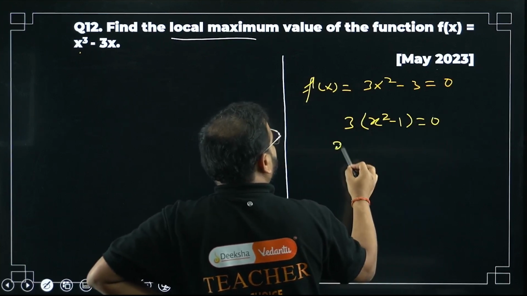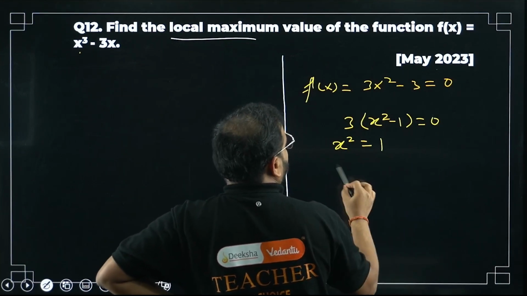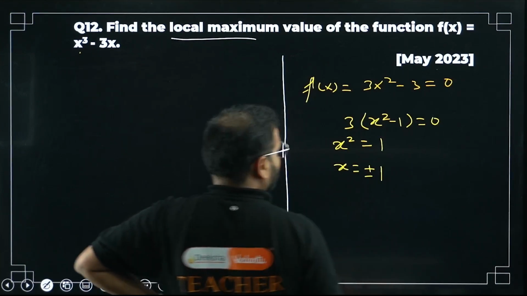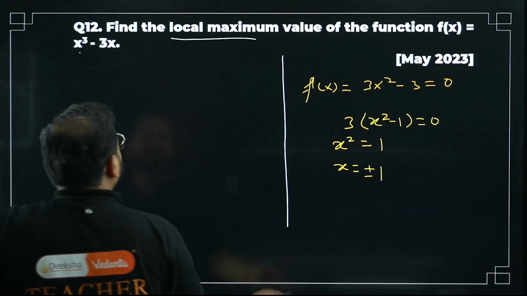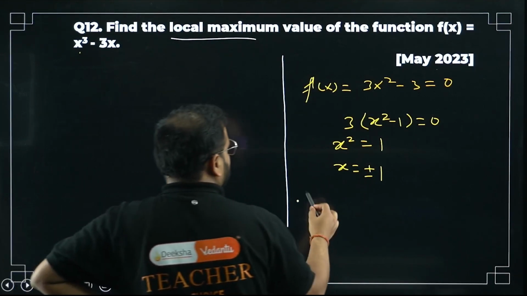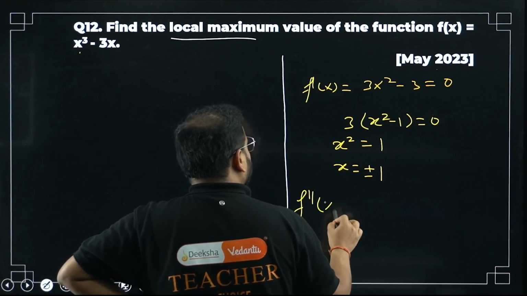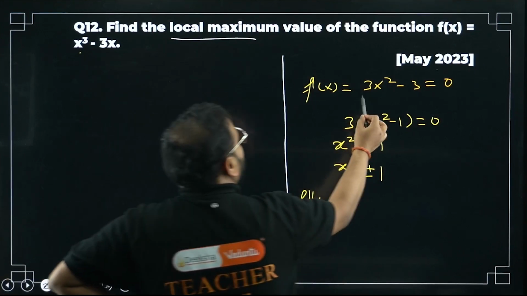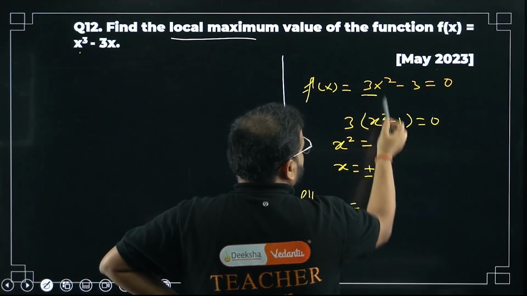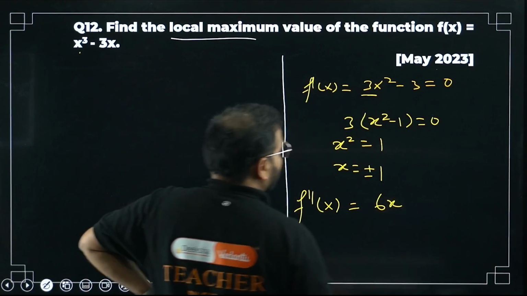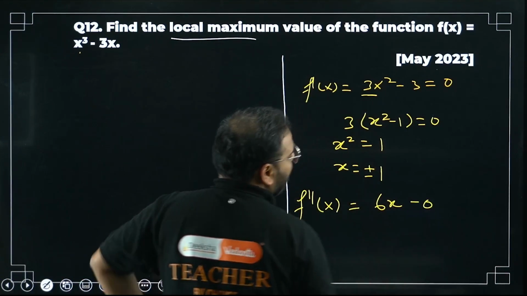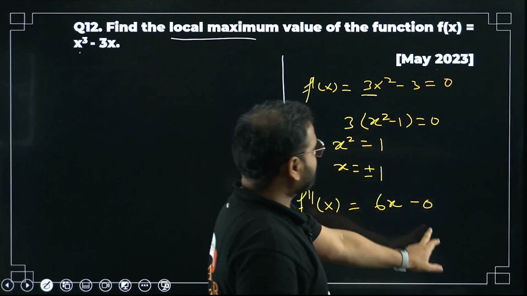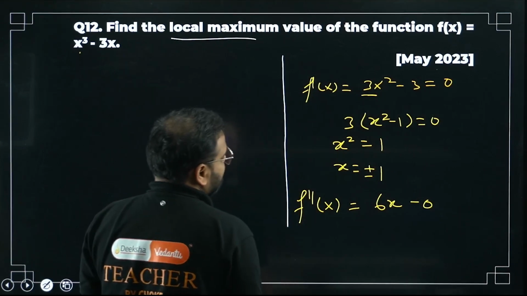What do I get from here? x square equals 1, x equals plus minus 1. 2 critical points are there, sir. We're looking for local maxima. Do one thing, find second derivative. We're going to use the second derivative test. What am I getting from here? It's going to be 6x. What is that, sir? 6x. How much is the constant? Minus 0, constant. So 6x. Okay, second derivative test.